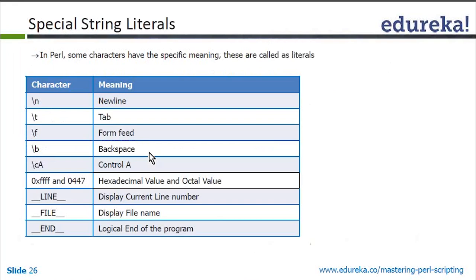So some of the special characters in Perl are \n, \t, \f, \b. So it is new line, tab, form feed, backspace, control A. So many things are there. So \end is the logical end of the program. Underscore file underscore is display file name. So you can go through this. As we move ahead, we'll have a clearer picture on this.